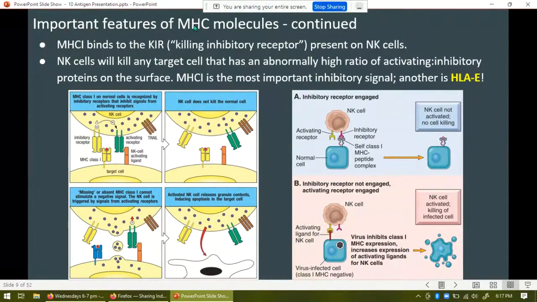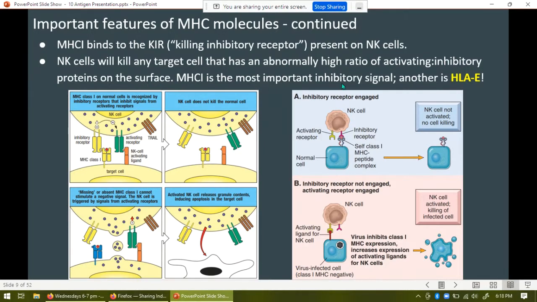Some more important features. Most of these might be reviewed for you. MHC1 is important because it binds to the killing inhibitory receptor, the KIR class of receptors on natural killer cells. And that tells the natural killer cell to not kill that cell. Okay? Natural killer cells will kill any target cell that has an abnormally high ratio of activating proteins to inhibitory proteins on the cell surface.